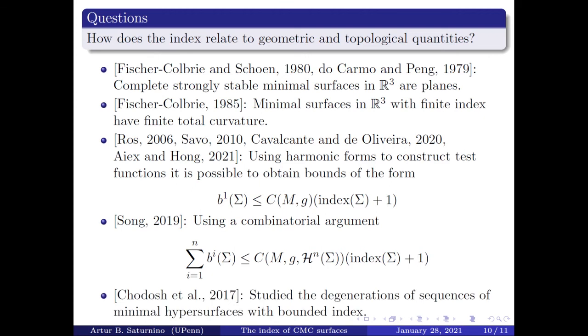And there is another line of arguments developed by Chodosh, Ketover, and Maximo, where they try to understand the geometry of minimal surfaces of bounded index by studying the degeneration of sequences of such surfaces. And this fundaments the approach I want to take here.